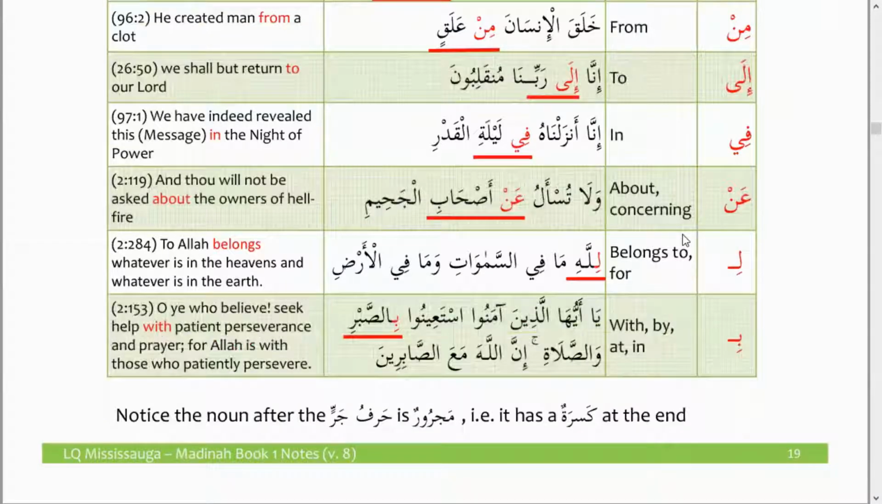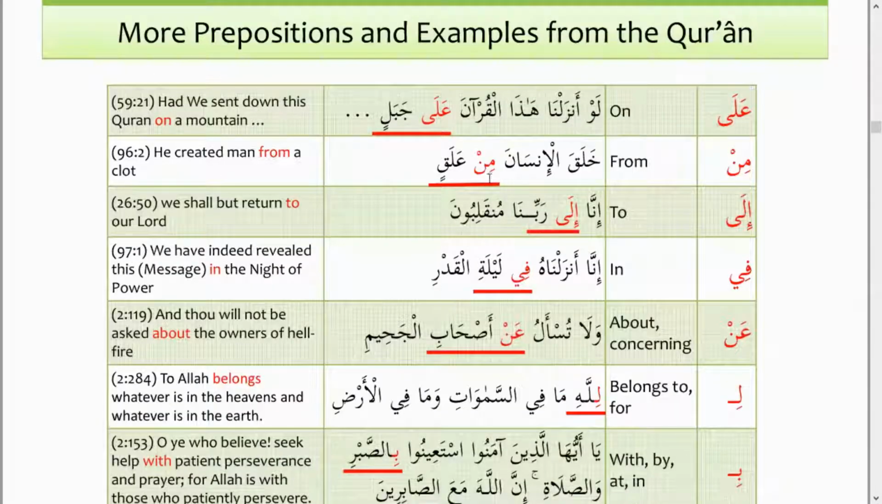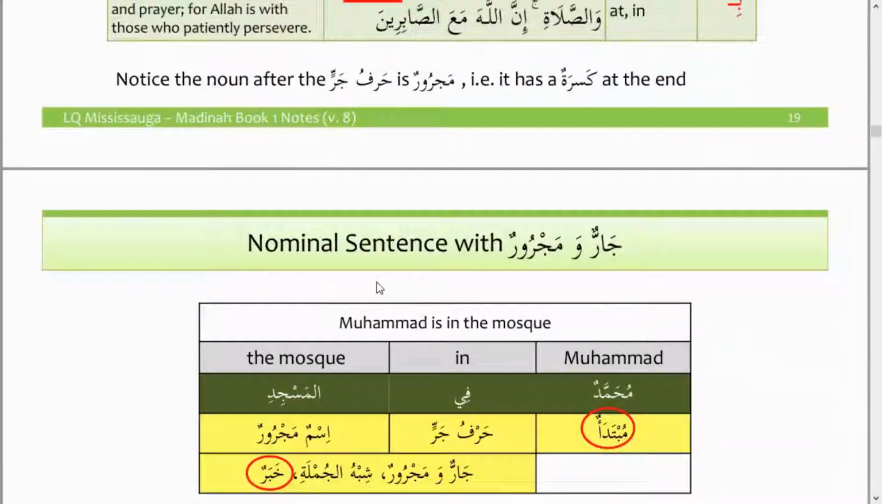Right? There are many prepositions. So the word which comes after it gets a kasra. Fi. So the word after gets majrur, genitive case. Right? Kasra. Fi laylatil qadr. An ashabi. Lillahi. Bis sabri. Min alaq. Ala jabalin. It could get a kasra, inshallah ta'ala.